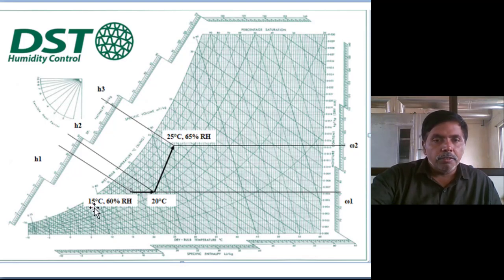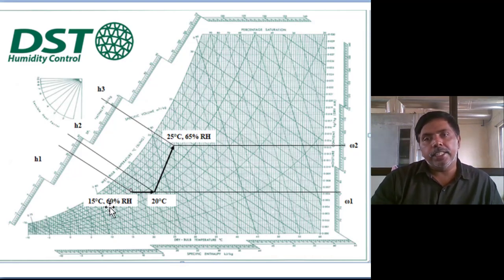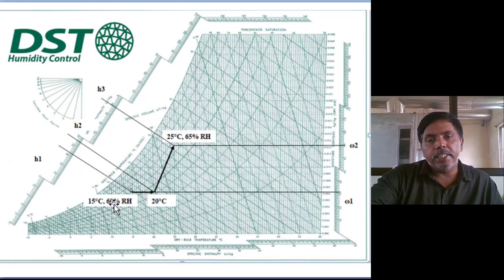The initial condition is 15 degrees centigrade and 60% relative humidity. We mark the point on the psychrometric chart. Then we did sensible heating up to 20 degrees. Then mark the second point. Extending along the wet bulb line, you will get the initial enthalpy, and after sensible heating, the second enthalpy. So the sensible heat added is the final enthalpy minus the initial enthalpy. That's all, that is how much heat we added.